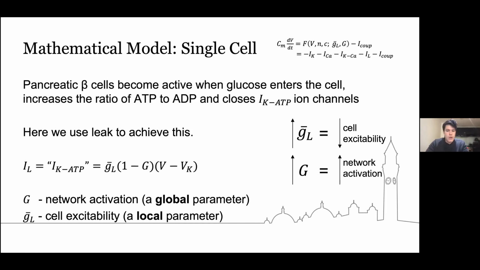And so this is going to set the network activation, and it's a global parameter. So all the cells in a single network will have the same activation, the same glucose level, you could think of it as. And then also the max conductance of the leak channel is going to set the excitability. This will be a local parameter, so cells will have different values, and this is going to be one of the places we include heterogeneity. So the heterogeneity will be in cell excitability throughout the network.